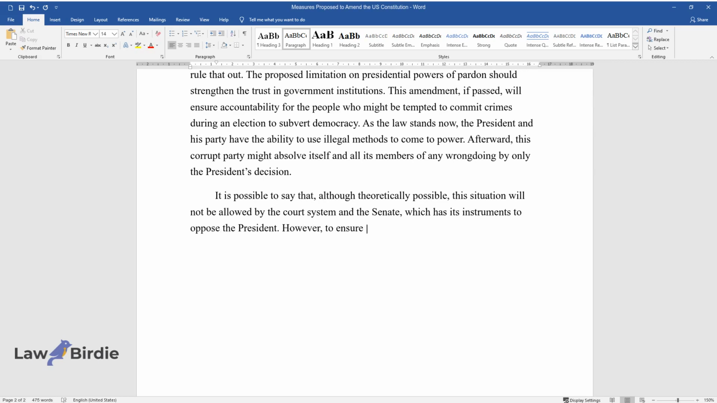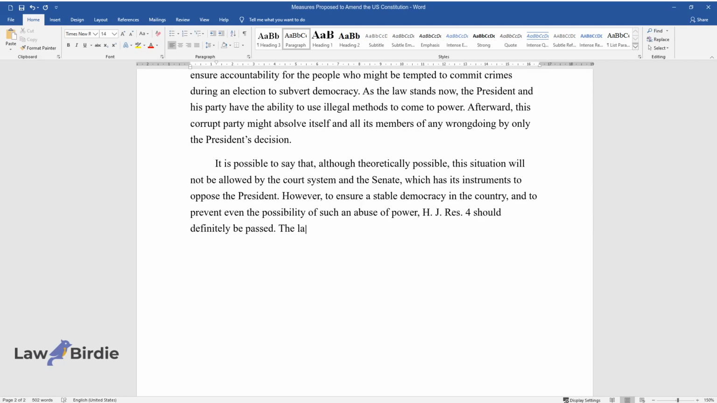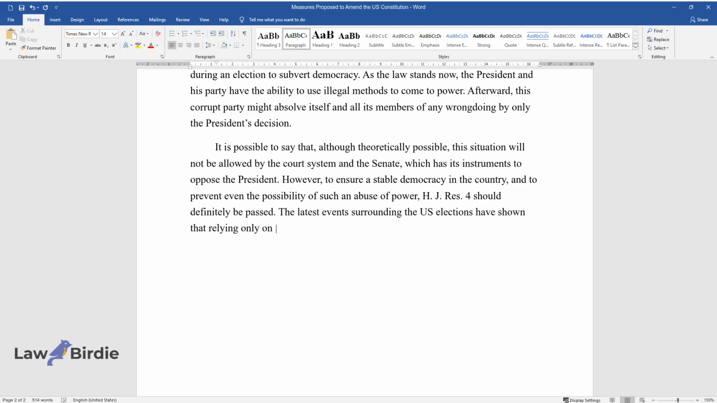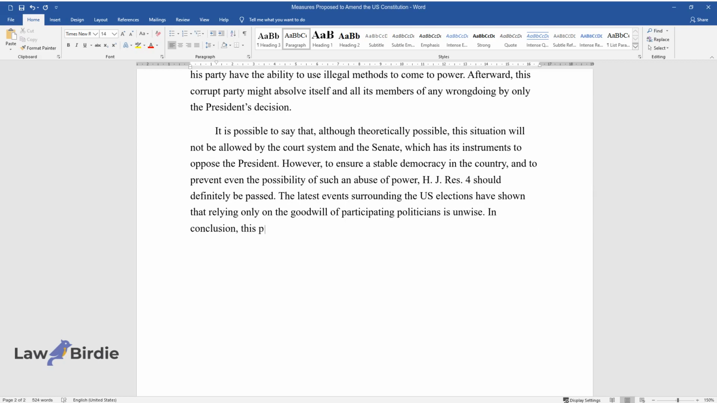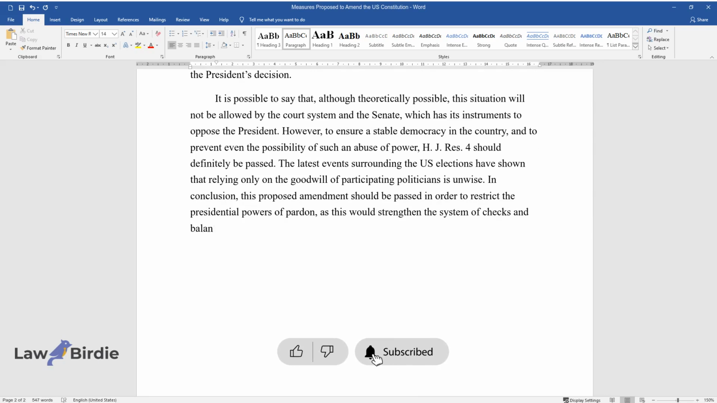However, to ensure a stable democracy in the country, and to prevent even the possibility of such an abuse of power, H.J. Resolution 4 should definitely be passed. The latest events surrounding the U.S. elections have shown that relying only on the goodwill of participating politicians is unwise. In conclusion, this proposed amendment should be passed in order to restrict the presidential powers of pardon, as this would strengthen the system of checks and balances. Therefore, this amendment is necessary to ensure democracy in the United States.